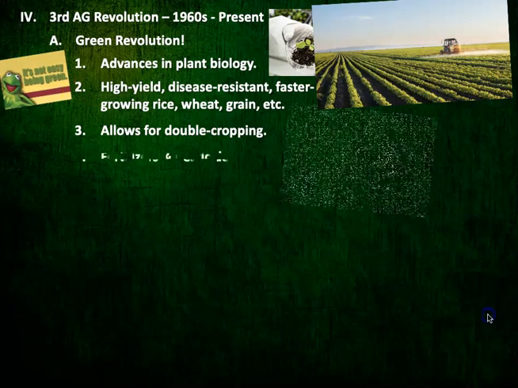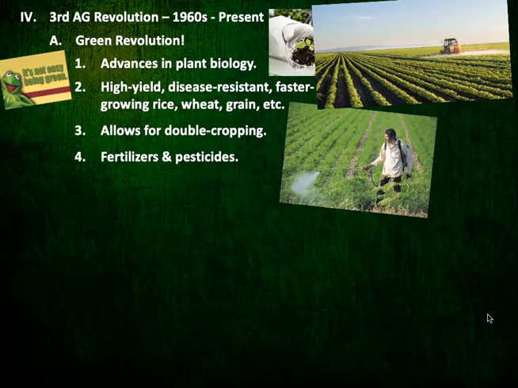All right, next one, the development of fertilizers and pesticides. You go back before the Green Revolution, and fertilizers were typically natural fertilizers. A lot of times animal dung. Okay, poop.